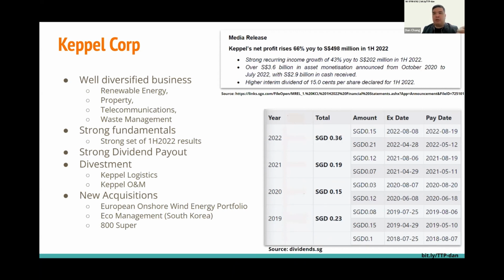So when oil price goes up, Capricorn also goes up. When oil price comes down, Capricorn comes down. They used to be an oil and gas play, but now it's totally different. And in 2022, they also made a lot of new acquisitions. I just outlined 3 of them. They bought a portfolio of European onshore wind energy, which is a renewable energy portfolio. They have also acquired 2 waste management companies, one in South Korea and one in Singapore. So you can see where they are going already.